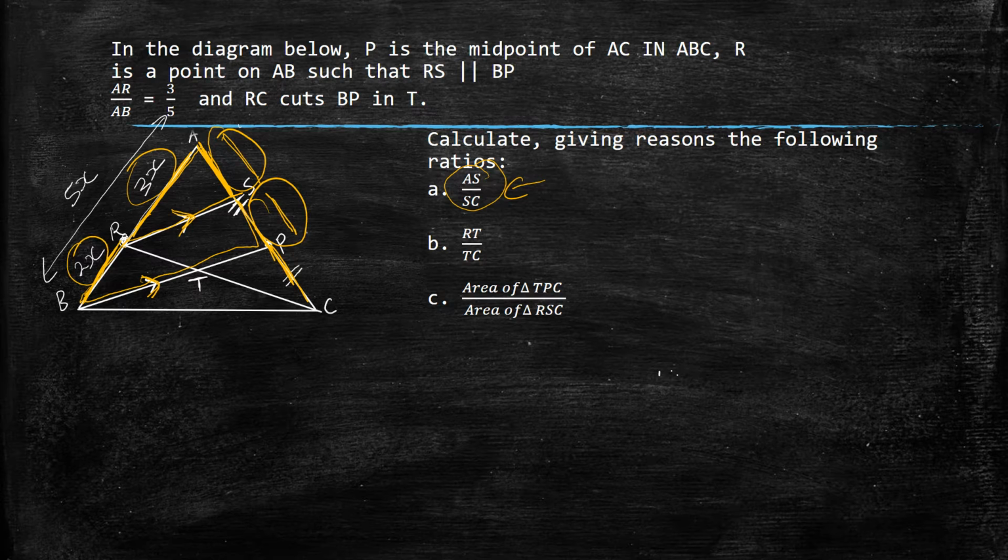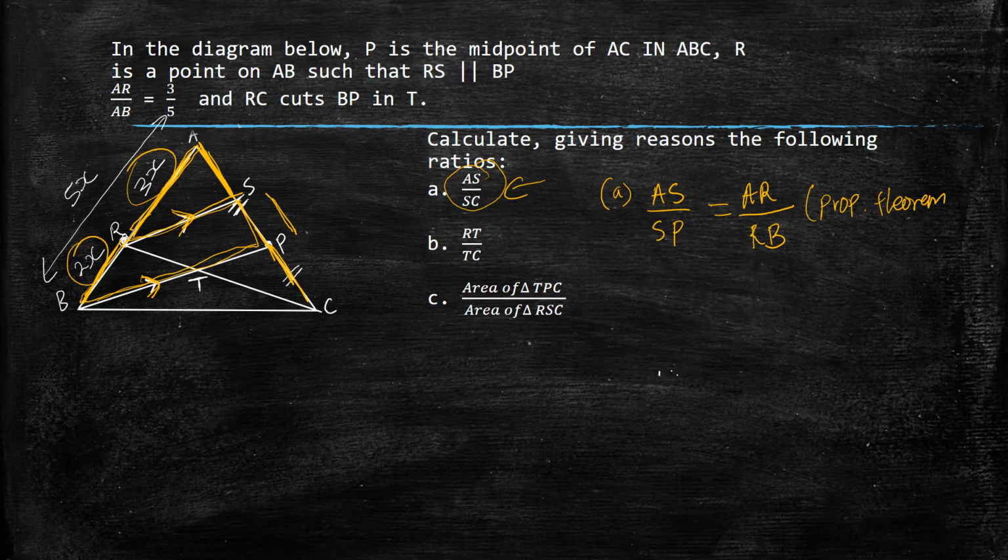Okay, so let's just start with that. We're going to calculate AS over SP. So I'm going to say AS over SP will be equal to AR over RB. Why are we saying AS over SP is equal to AR over RB? It is because there's a line drawn parallel to one side of a triangle. In other words, it's proportional. We can say proportionality theorem.